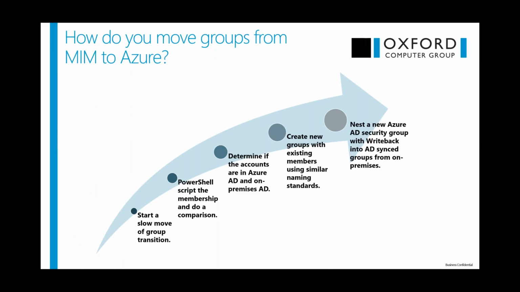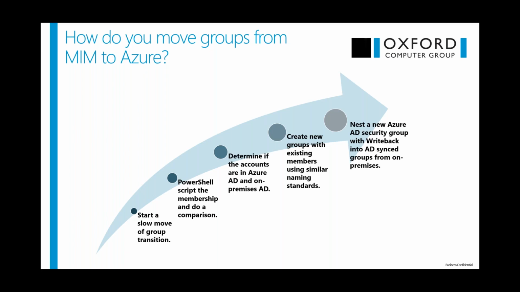So how do we move groups from MIM to Azure? Part of this webinar is, how do we get from on-premise to the cloud? I told you the capabilities and the different MIM group types, but how am I going to do this? I would start with a slow move of your groups to the cloud. I would start by creating a few Azure AD groups, seeing how write-back works, not only for distribution lists but for your security groups. You don't want to try to boil the ocean all at once.